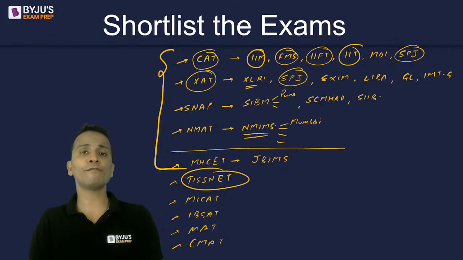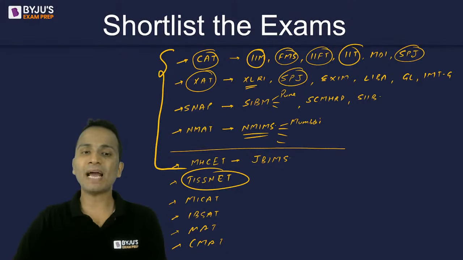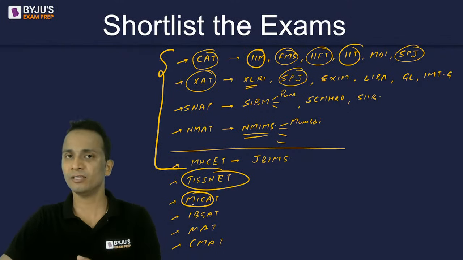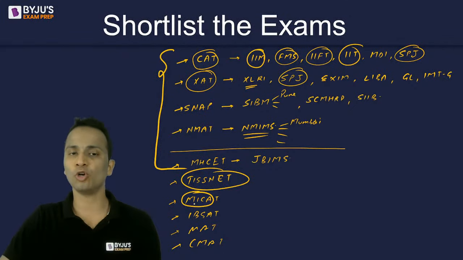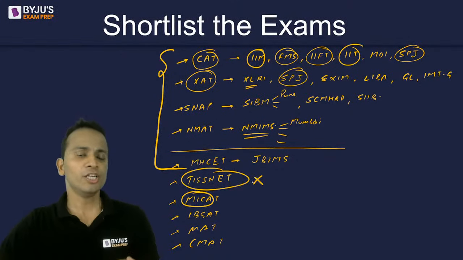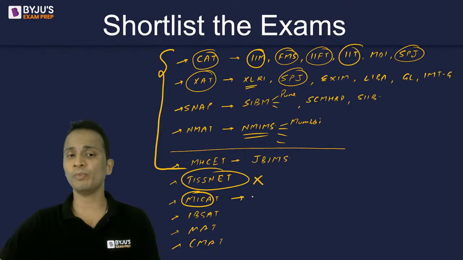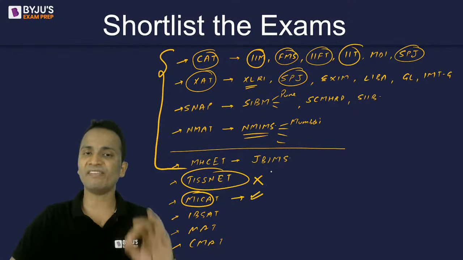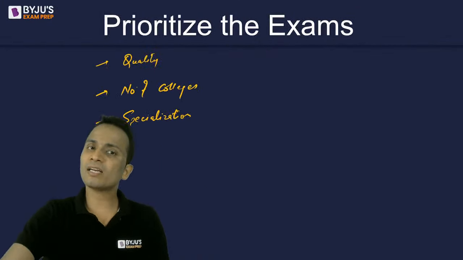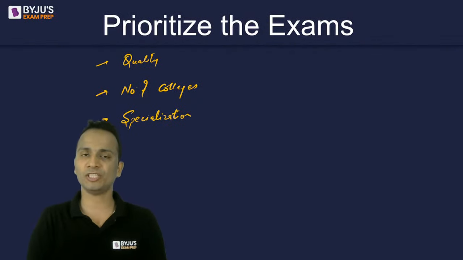Secondly, if you are looking at mass communication or marketing, then MICA, Mudra Institute of Communications, which is situated in Ahmedabad, Gujarat, is one very good option. If you are not at all interested in HR, you must not include TISSNET in your list. And if you are interested in marketing or mass communication, then MICA should definitely be in your list. So these are different factors that can be used to prioritize these examinations.